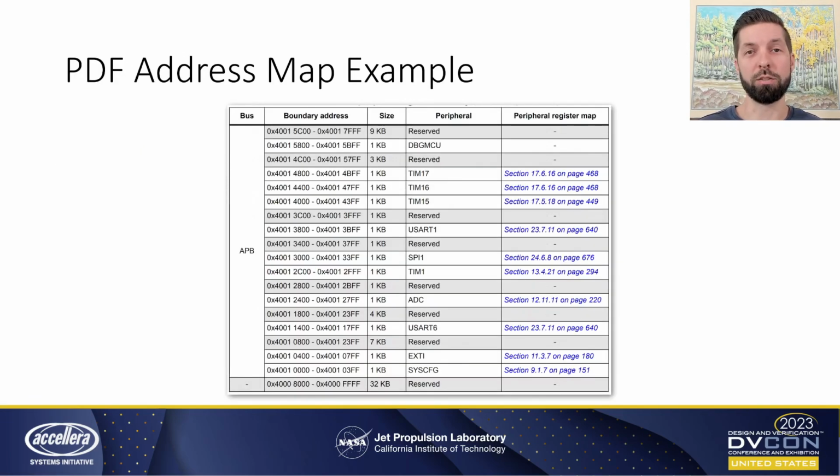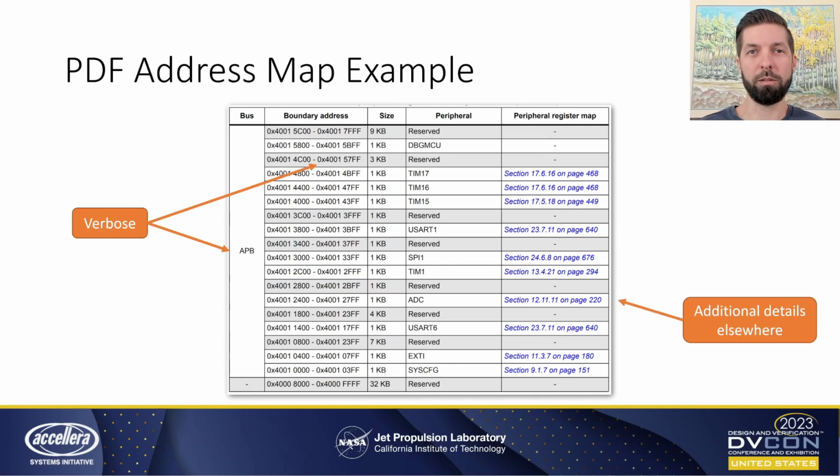We looked at registers. Now we're going to look at address map. And this is an example address map taken from the same PDF that I showed earlier for the register example. Again, not too bad. It's verbose. Sometimes verbosity is good, especially for specifications. But the biggest problem with this one is that all the detail is elsewhere in the document, right? So, I mean, it's nice that they have links, but you have to context switch back and forth.